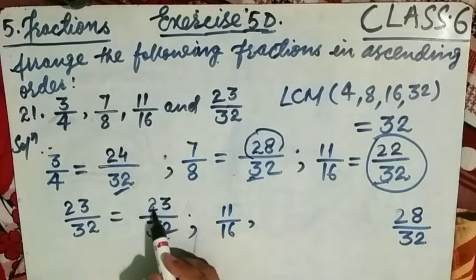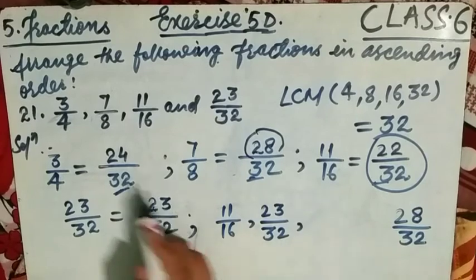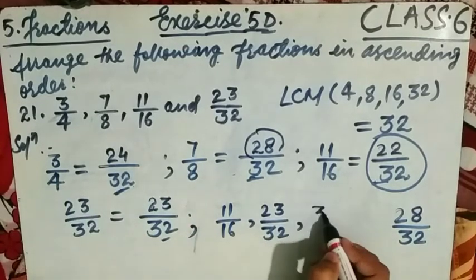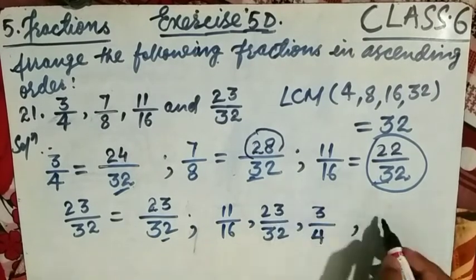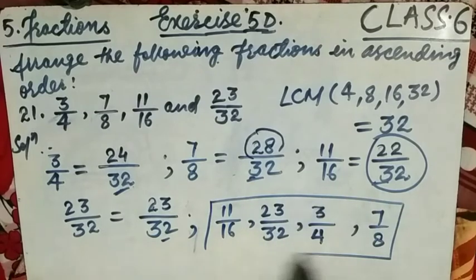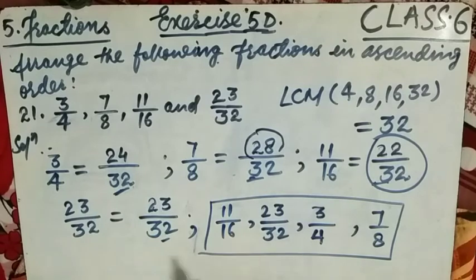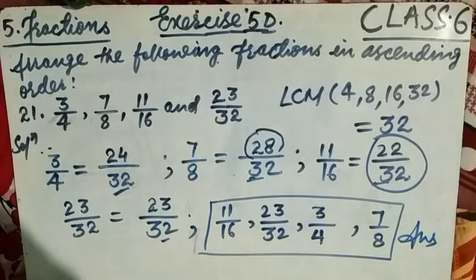Next, this is 20, 3 by 32. Then afterwards 24, which means 3 by 4. Now instead of 28, the last is 7 by 8. Here have a look, friends. Now we have already arranged this in ascending order. This is the smallest fraction among these, and this is the greatest fraction. This is smaller, then greater, then greater, and then the greatest. So this is your answer. I hope you will understand.